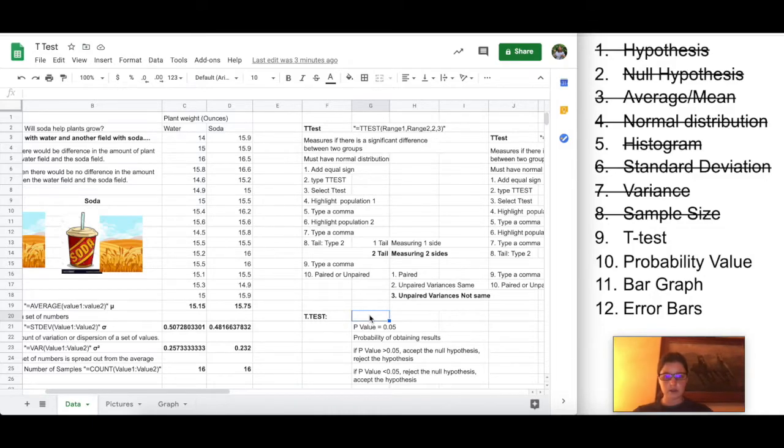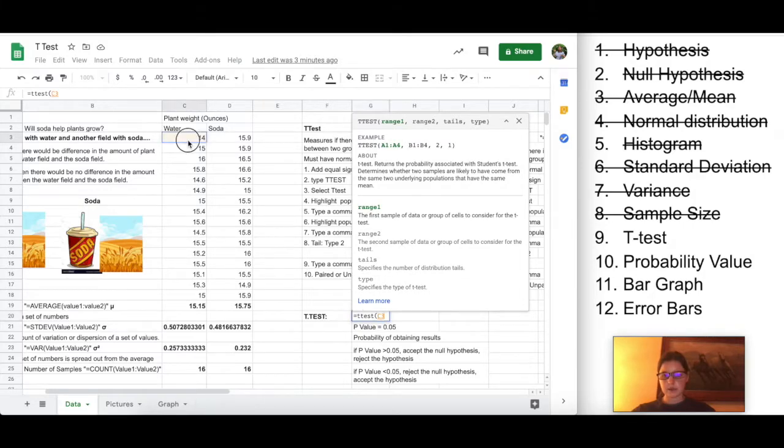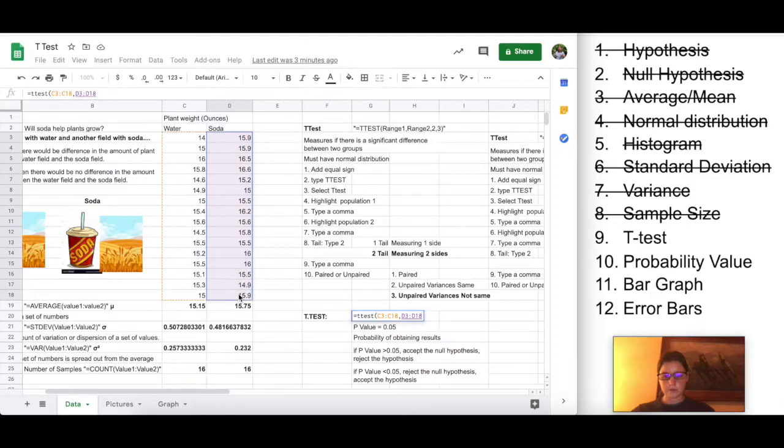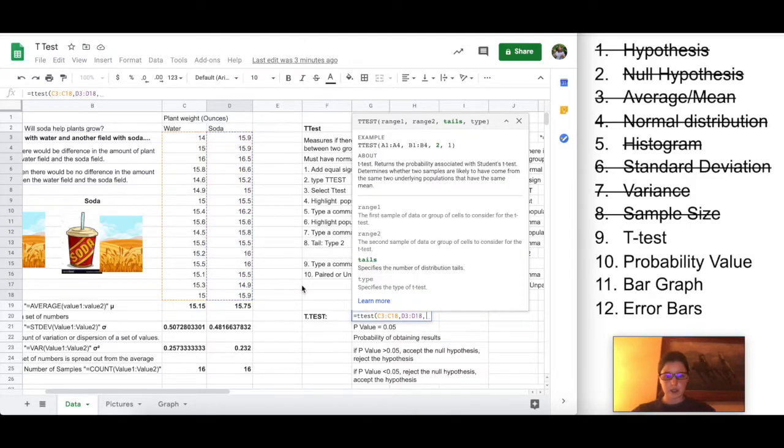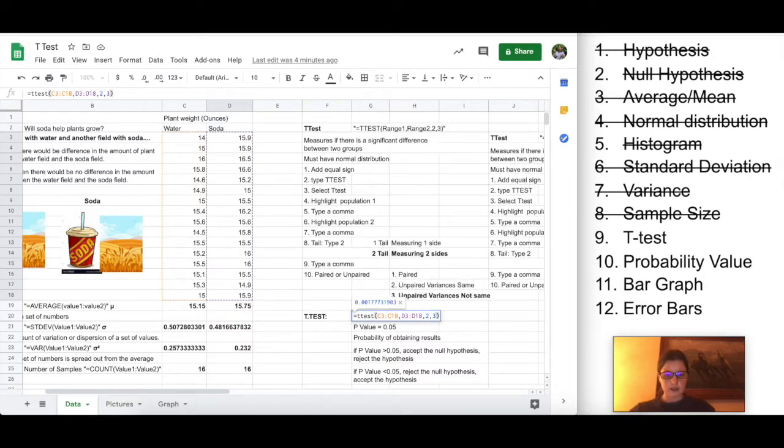So now in order to do the t-test, we're going to follow these steps. Put an equal sign, t-test, in parentheses, we're going to take our first group, comma, our second group, comma. So now we have our two groups of data. Since this is a two-tailed, as we said before, you notice where it says tails here, we're going to put a 2. And since it's unpaired without equal variance, we're going to put a 3. And parentheses, enter. Now, this is the value we get, 0.001, and it goes on.